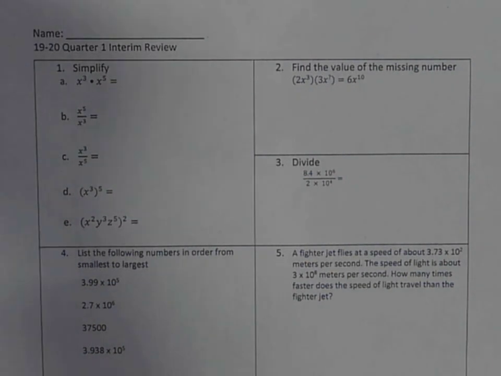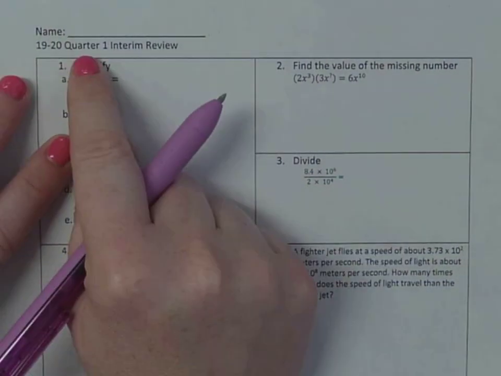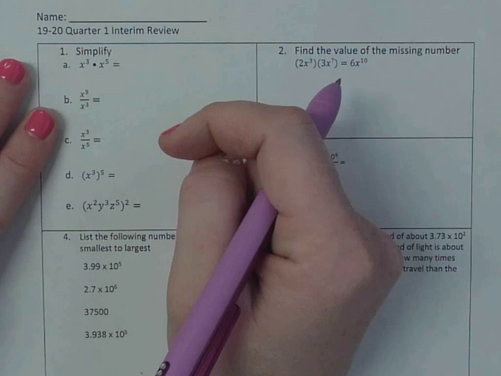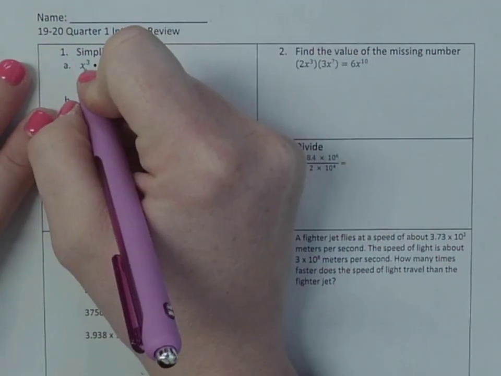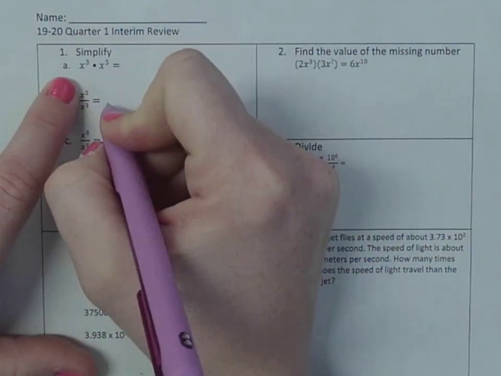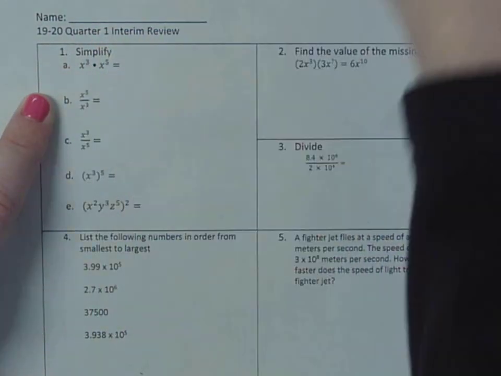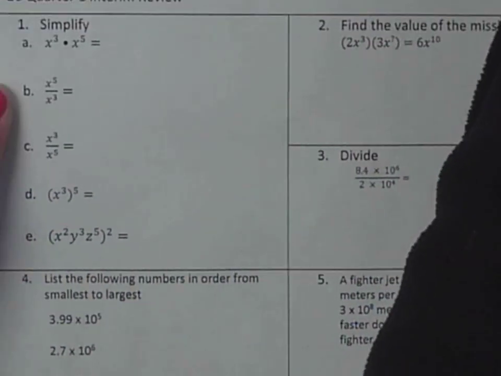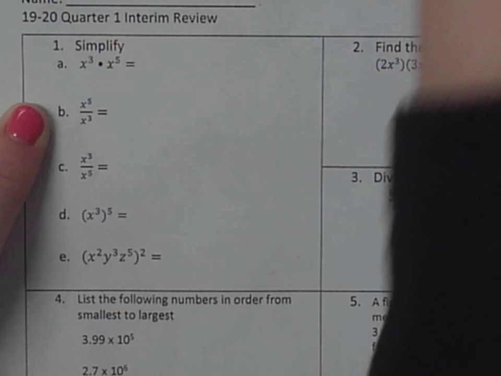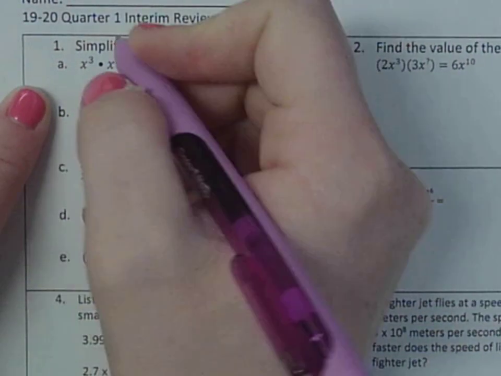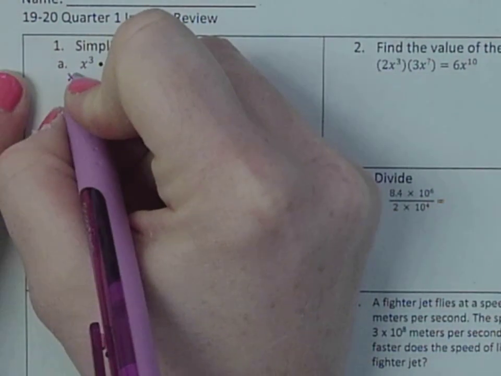Okay, so if you look, this is the quarter one interim review. So we have x cubed times x to the fifth. Remember, if you ever get stuck when you have these, let me zoom in a little bit and focus it better. When you have these, you can always just expand it out if you get stuck.